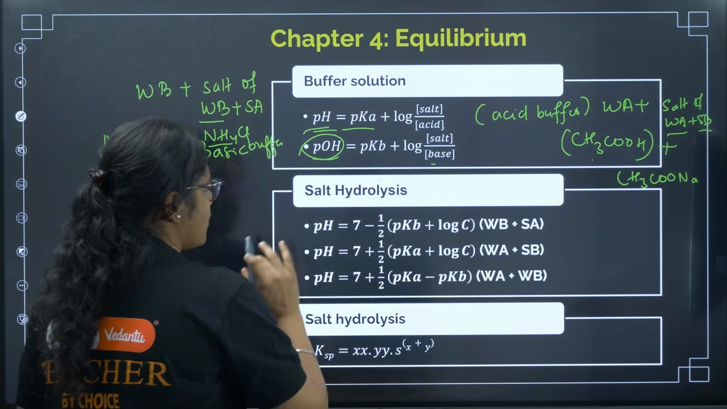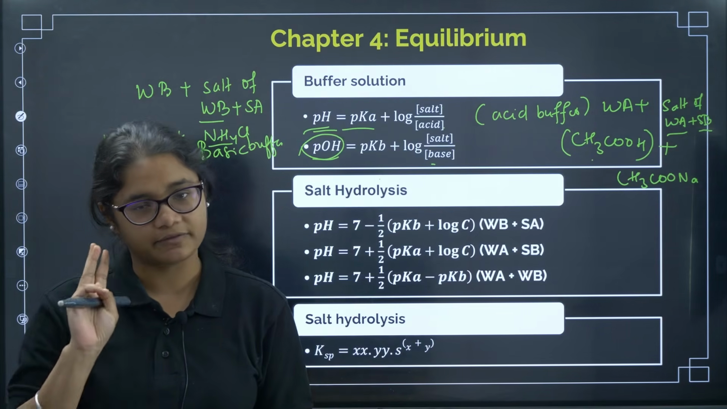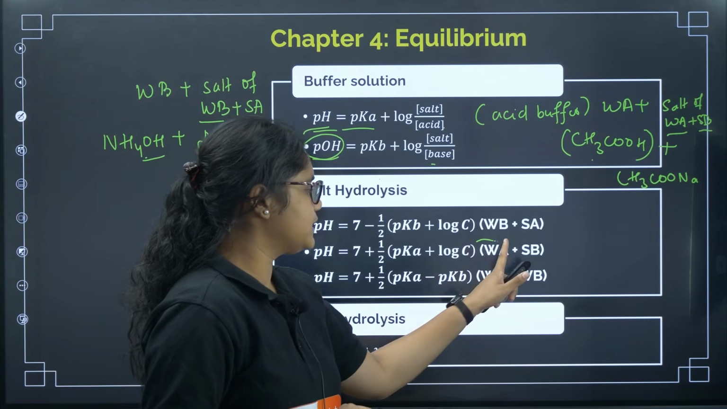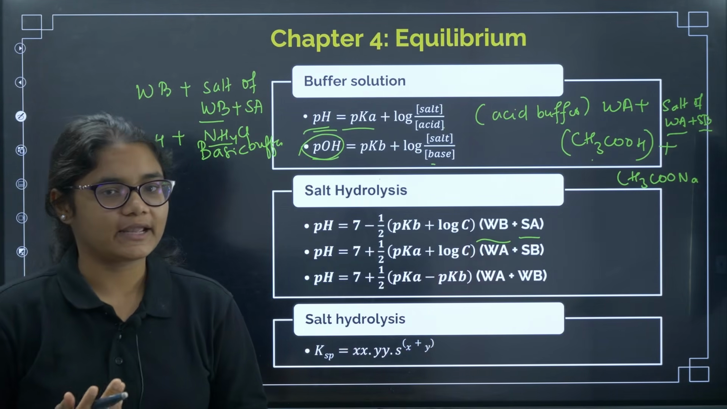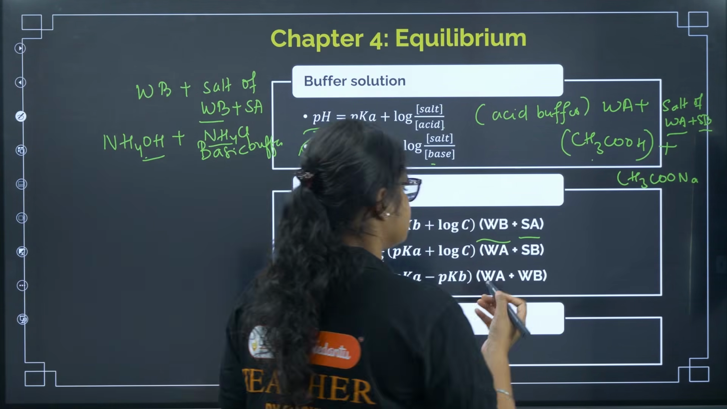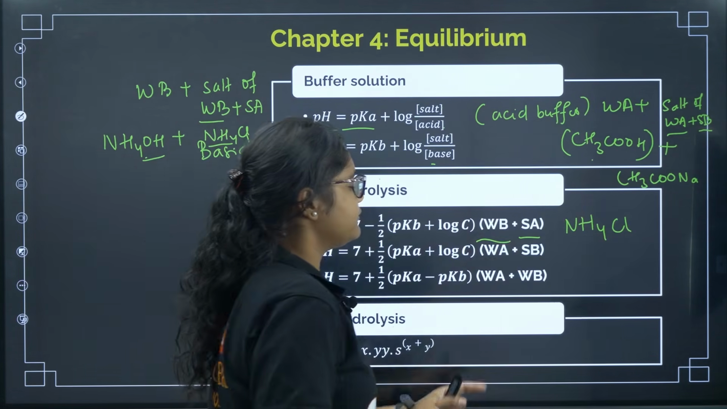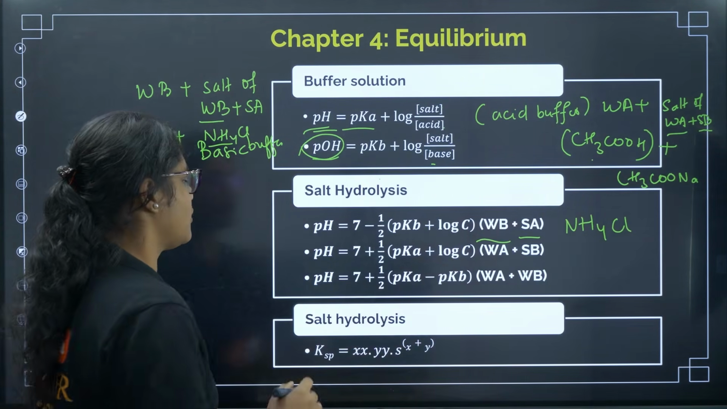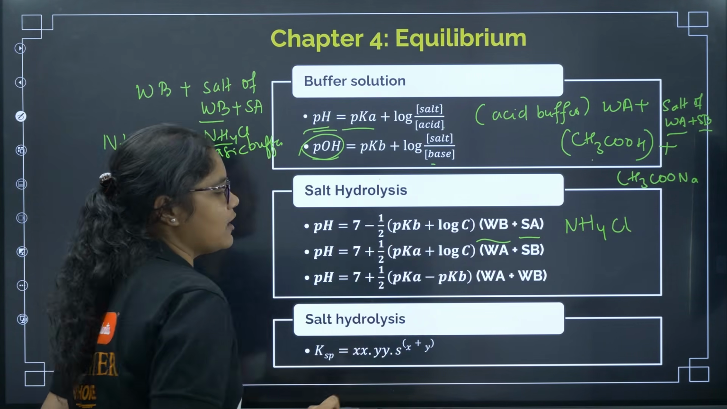Okay, now coming to salt hydrolysis. Salt hydrolysis we have for three types of salt. One is weak base and strong acid. For example, weak base you can take NH4OH and strong acid is HCl. So the salt will be NH4Cl, right? If this is the type of salt, what will be the pH value? 7 minus half pKb minus half log C.